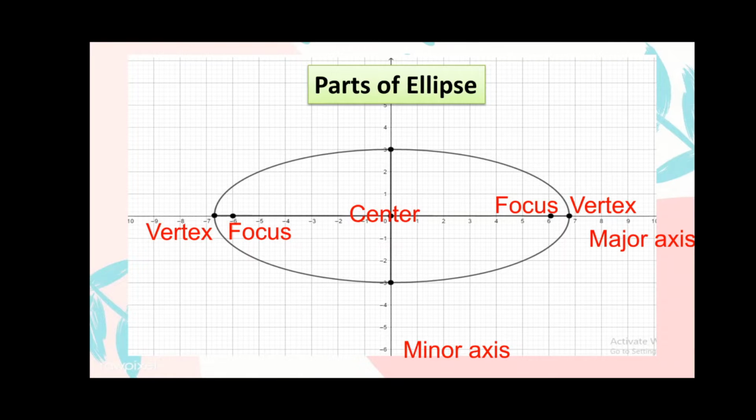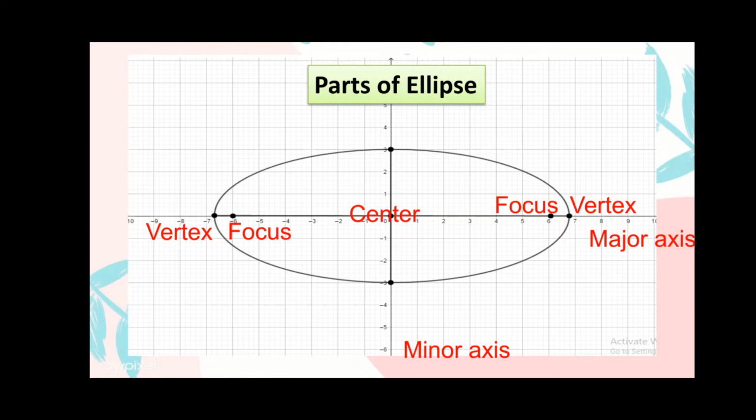axis. The endpoints of the major axis are what we call the vertices, which are represented by plus and minus a, while the endpoints of its minor axis are called the co-vertices, which are represented by plus and minus b. Another part of an ellipse is its center. The center of an ellipse is the intersection of the two axes of symmetry. This is the midpoint between the two foci and also the midpoint between the two vertices.